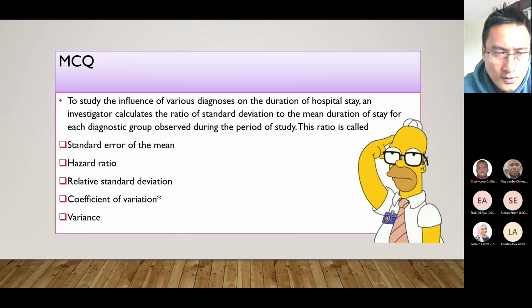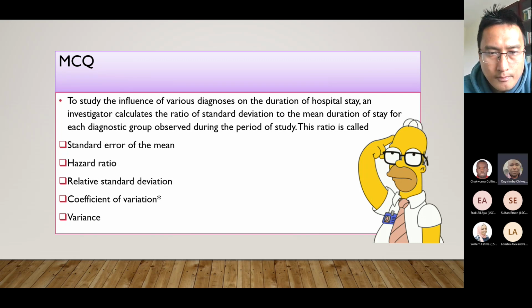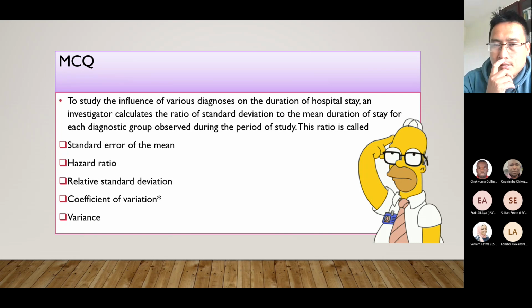Okay, so let us do this. To study the influence of various diagnoses on the duration of hospital stay, an investigator calculates the ratio of the standard deviation to the mean duration of stay in the hospital observed during the period. The ratio is called, so the standard deviation divided by mean, coefficient of variance. So this is the way they ask in your MSI paper. As long as you know the formula, you know which to tick. That is the thing that you need to keep in your mind.